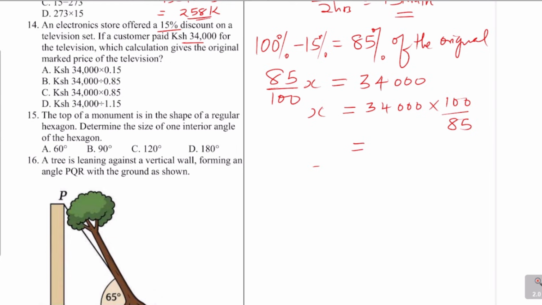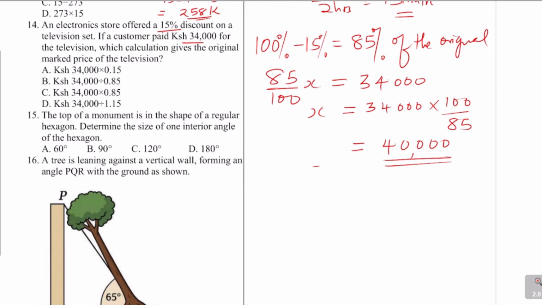We'll get 34,000 multiplied by 100 and then divided by 85. So this will give you 40,000. So that means the original price, which is X, was 40,000. So after the discount, that is when it was sold at 34,000. So amongst these expressions here, which one gives 40,000? That is what you're supposed to test.